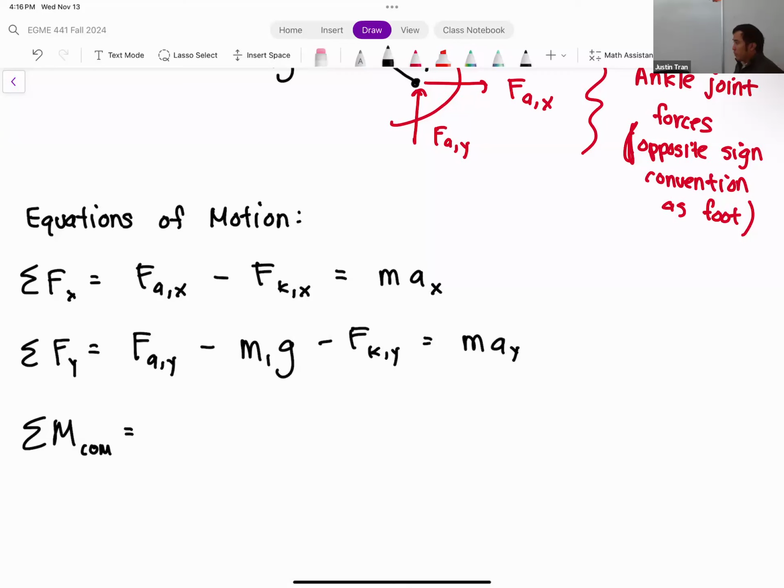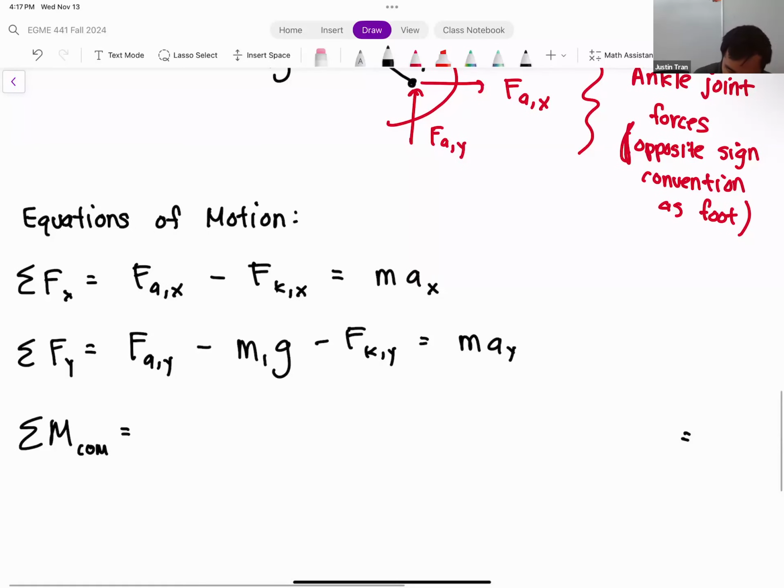And now the tricky part, the sum of the moments. Remember, when we're doing a dynamic analysis like this, it really helps to sum the moments around the center of mass. The reason we do that is that we want the right-hand side of this equation to be as simple as possible. The simplest form is just setting this equal to the moment of inertia multiplied by alpha, alpha being the angular acceleration of this part.